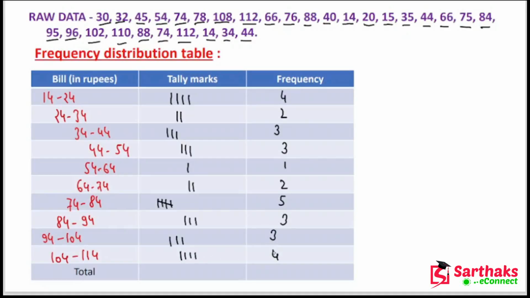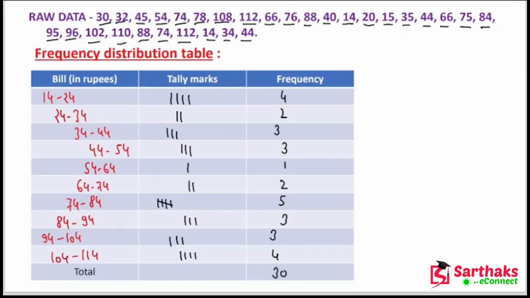Now the total should be equal to 30. So 4 plus 2 is 6, plus 3 is 9, plus 3 is 12, plus 1 is 13, plus 2 is 15, plus 5 is 20, then 23, 26 and 30. You can count them so that you can find out if you have left any of the data. In this way you can construct a grouped frequency distribution table. We have used the exclusive method, which is why we have not included the upper limit in these intervals. We have used the upper limit in the next interval.